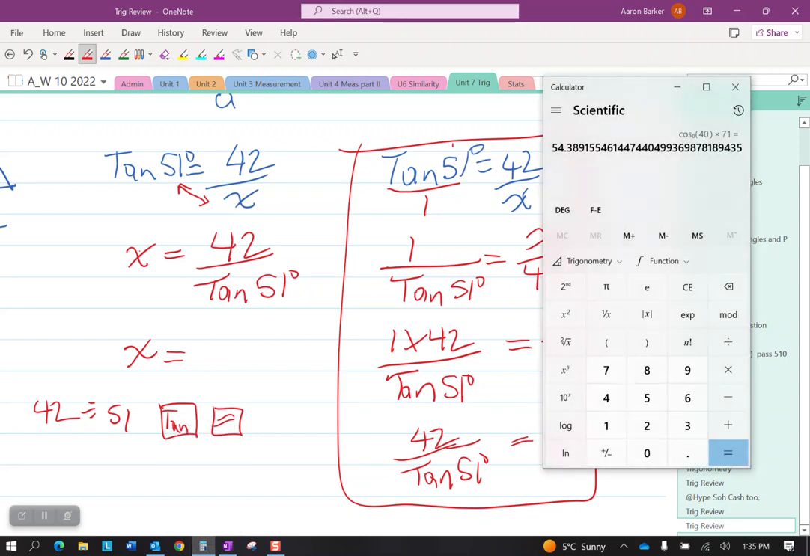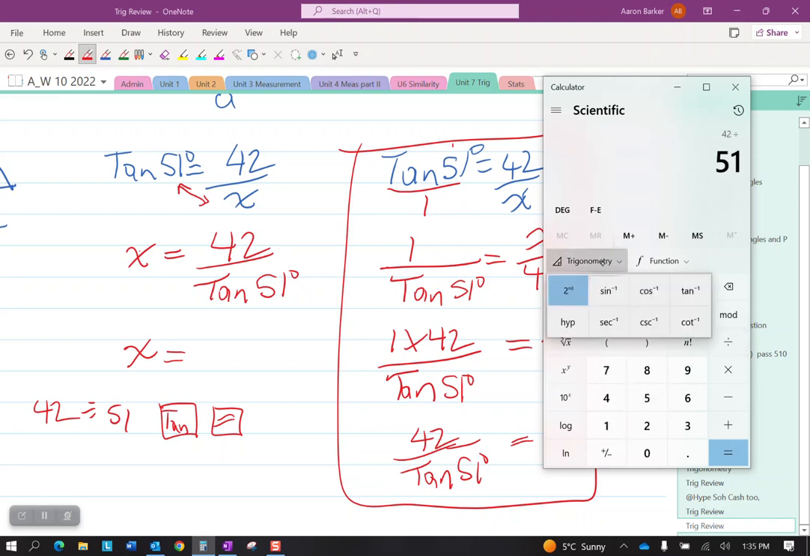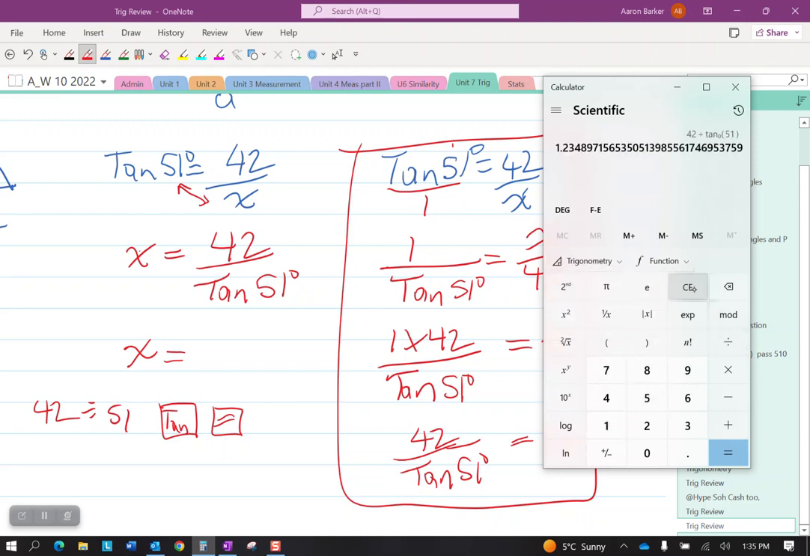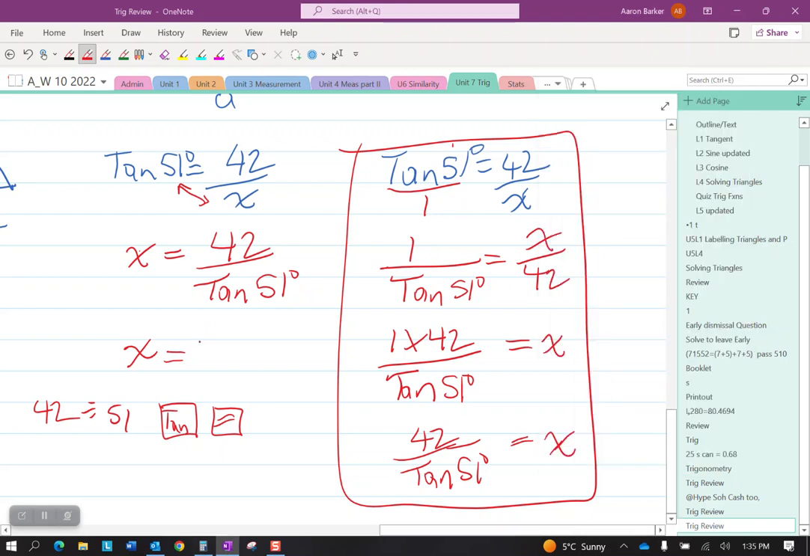So I'll show you right now on mine. 42 divided by 51 tan. Now you gotta press equals. 34.01, which is 34.0. Do it on your calculator. Make sure you can get that answer. Okay.